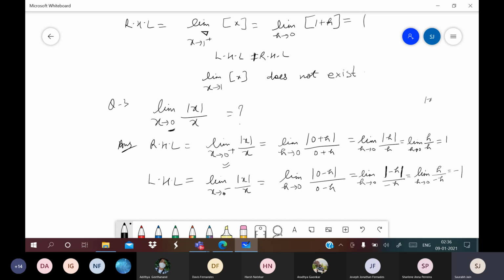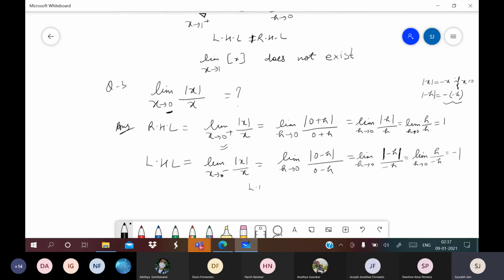Remember, modulus x is minus x if x is negative. Since we have mod of minus h, when you remove the modulus sign, it will be multiplied by minus, so that it gives a positive value h. Simple. Because of this, the answer of LHL is minus 1. What do you observe? LHL is not equal to RHL once again. This implies the limit does not exist.